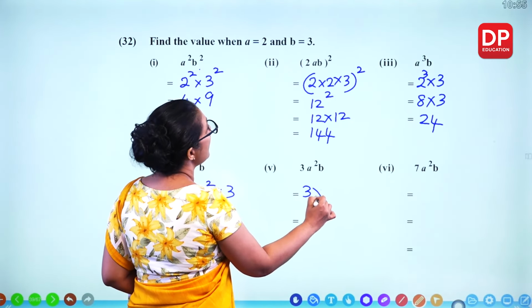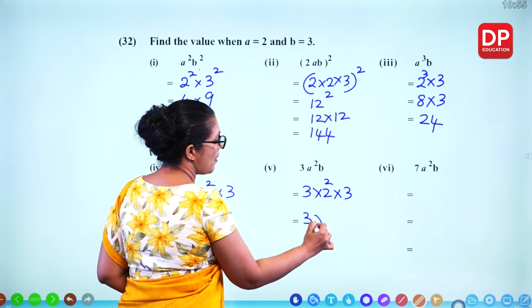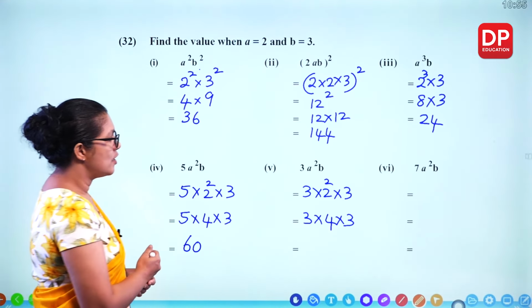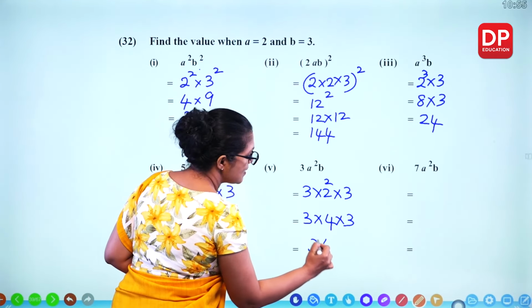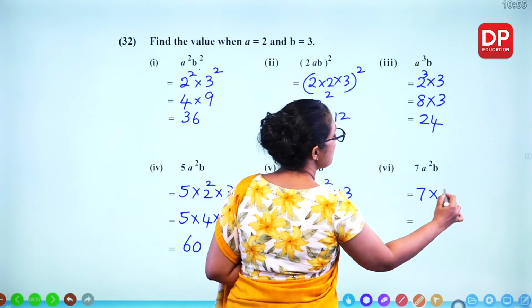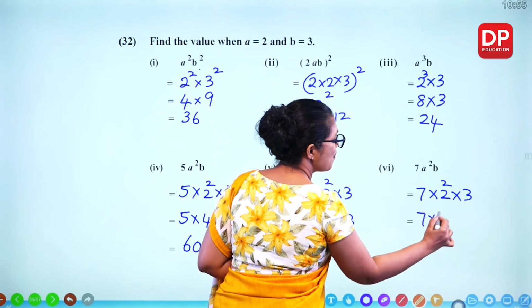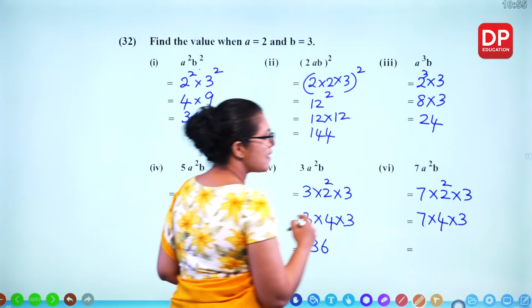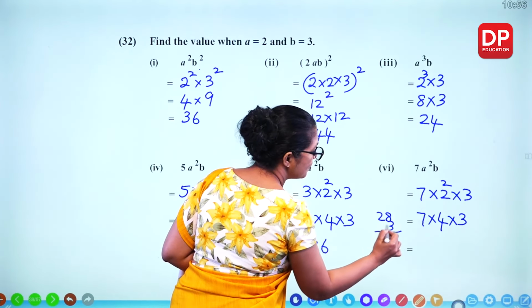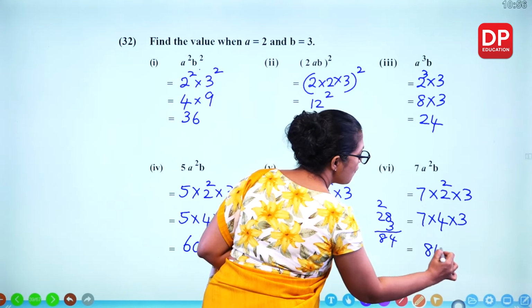Substitute here. A is 2, b is 3. So what's 2 to the power 2? That's 4. When you multiply 3 times 4, 12. 12 times 3, 36. Next, 7 a squared. A squared means 2 to the power 2, and 3. So 7 times 4 times 3. 7 times 4, 28. 28 times 3, 84.